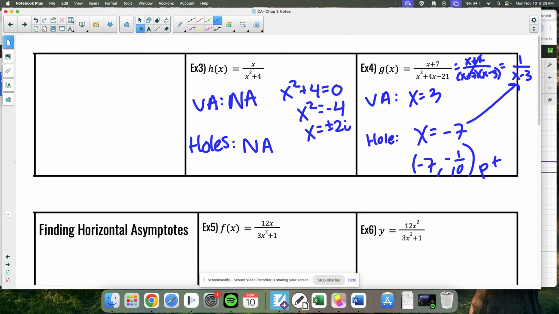Holes and vertical asymptotes are just domain restrictions. In a fraction, the big thing is you can't have 0 on the bottom, and since that x plus 7 cancels away, it's going to leave a hole. Do you guys have any questions on those two?